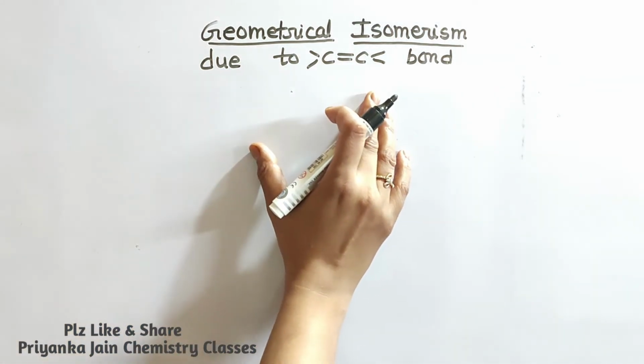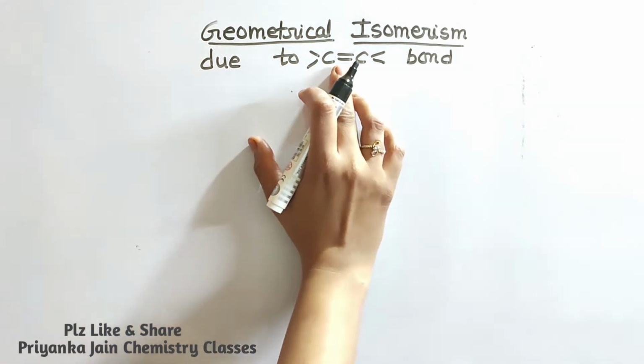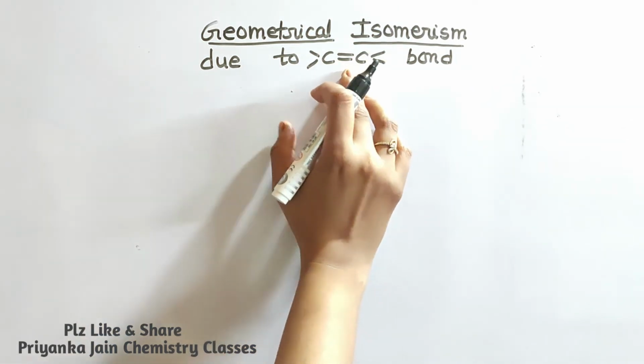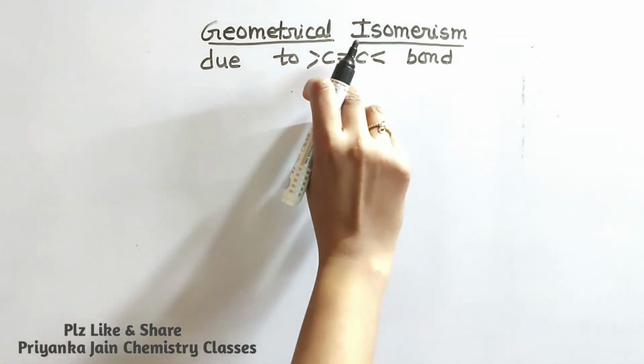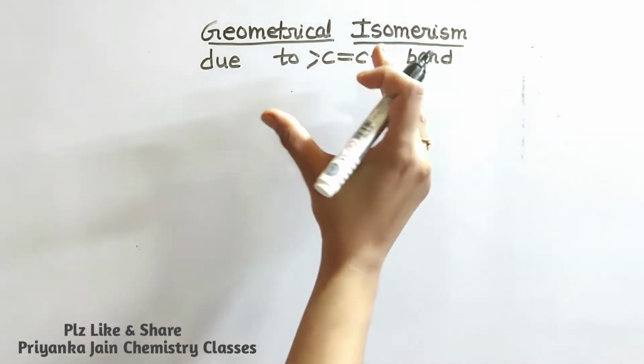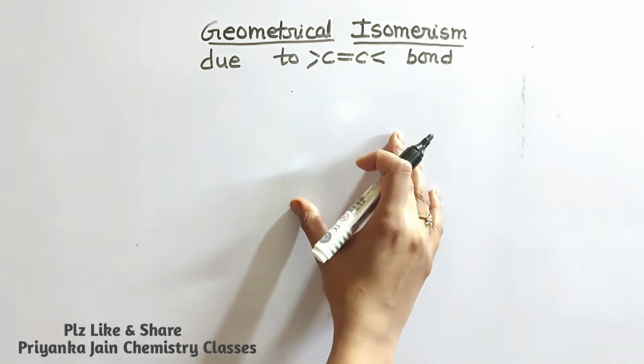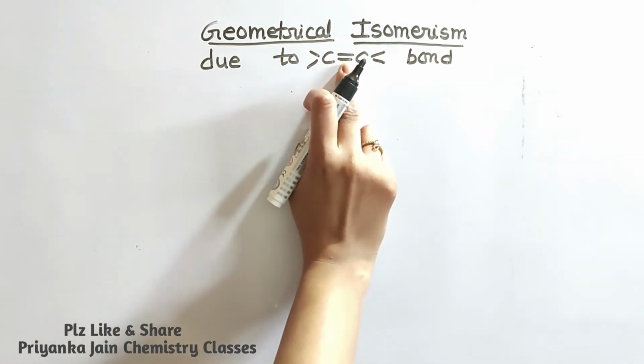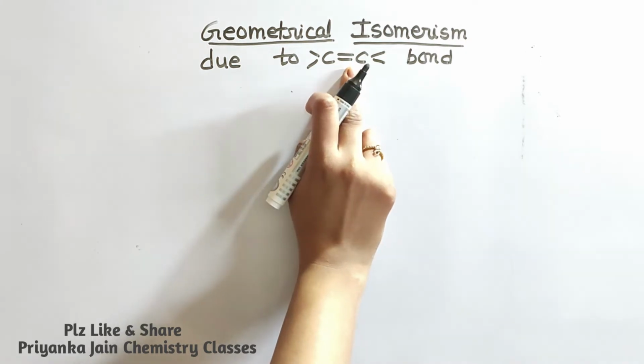Now see the first case of geometrical isomerism, due to the C double bond C bond. Whenever a double bond is present, there is a sigma bond and a pi bond perpendicular to this sigma bond. So there are two bonds perpendicular to each other. It means there is restricted rotation about this double bond, so geometrical isomerism will be present.